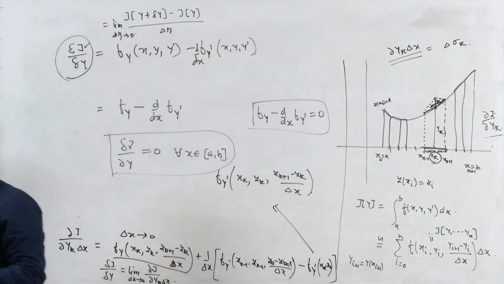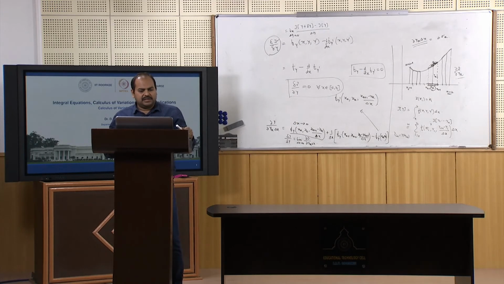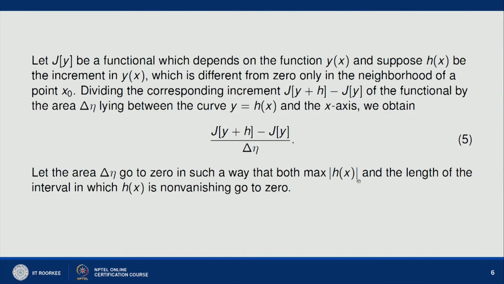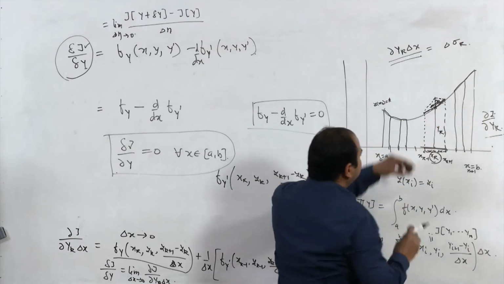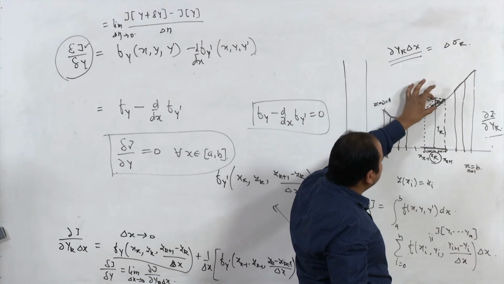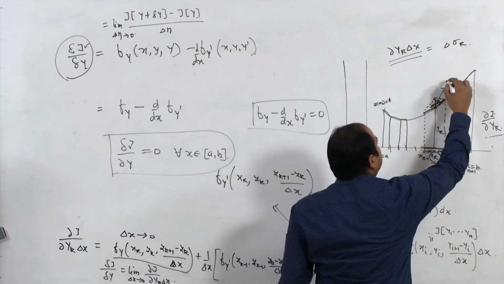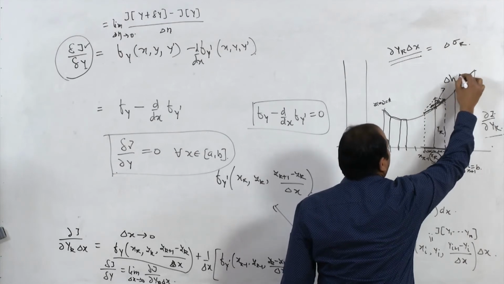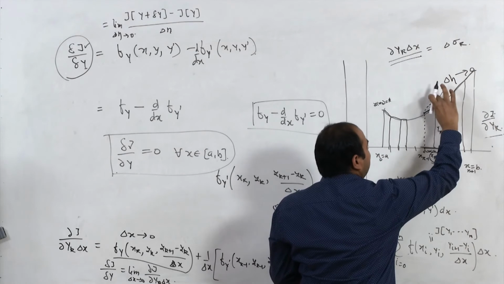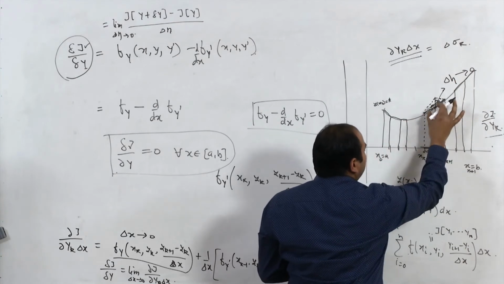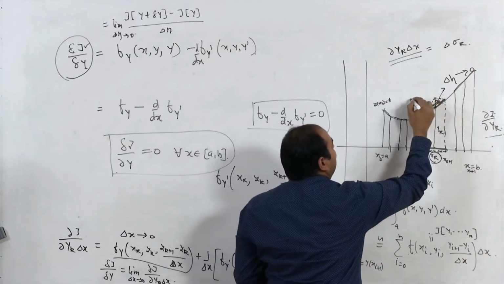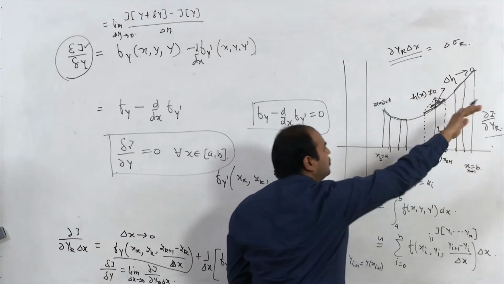So, here we say that the area delta sigma goes to 0 in such a way that both the maximum of the modulus of h(x) and the length of the interval in which h(x) is non-vanishing go to 0. So, here delta sigma is basically the area between this light line and this dark line. So, delta x tends to 0 and delta y also tends to 0. We can say that delta sigma tending to 0 means the height is tending to 0 as well as the width of the region where h(x) is non-zero is also tending to 0.